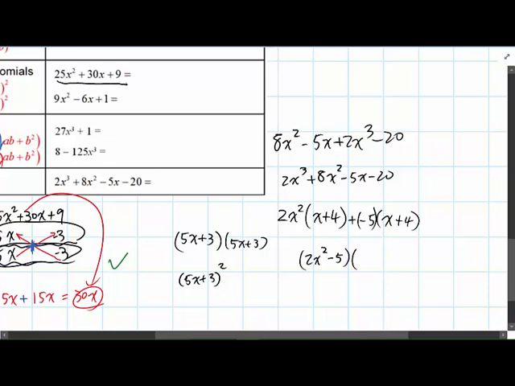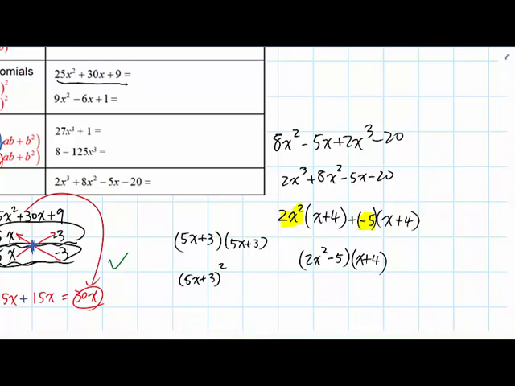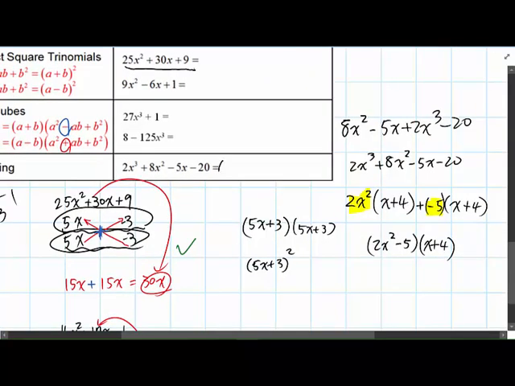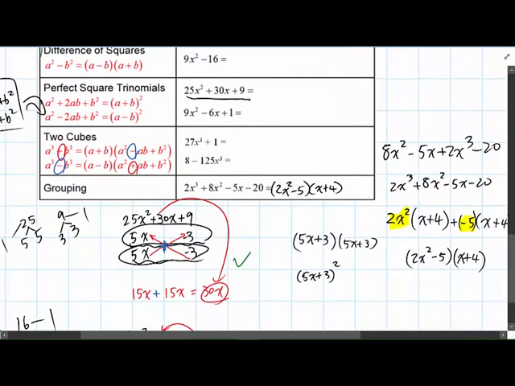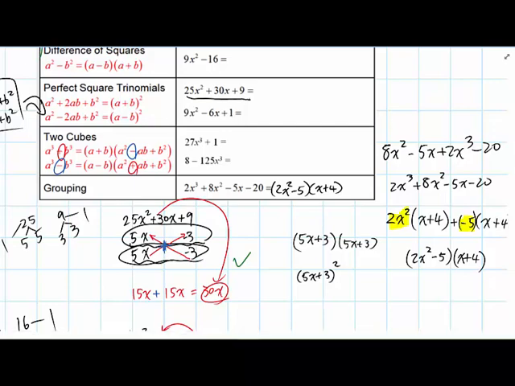Because this is sort of like a leading coefficient. So x plus 4. So there you go. This is factor by grouping, but this would be 2x minus x plus 4. So this is how you factor by grouping. But after you factor by grouping does not necessarily mean you're done factoring.